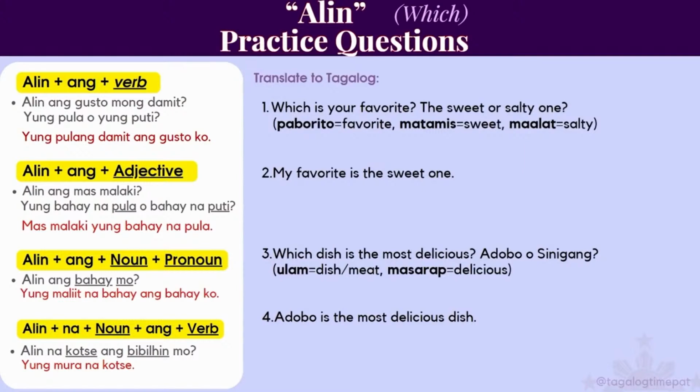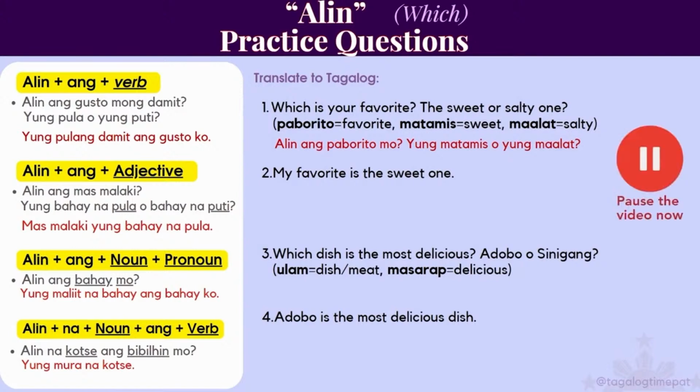Which is your favorite, the sweet or the salty one? Paborito means favorite. Matamis means sweet. Maalat means salty. Alin ang paborito? So we just followed rule number 2. Alin ang paborito mo? Which is your favorite? And then the next part of the question, yung matamis o yung maalat? The sweet or the salty? You take a minute, you do the rest, and then we'll check.